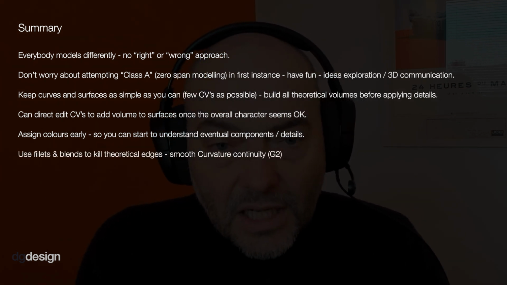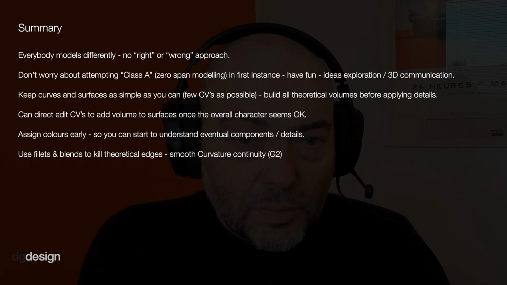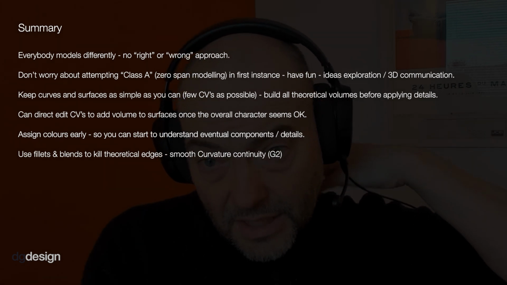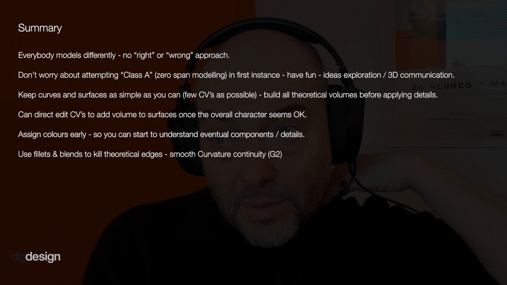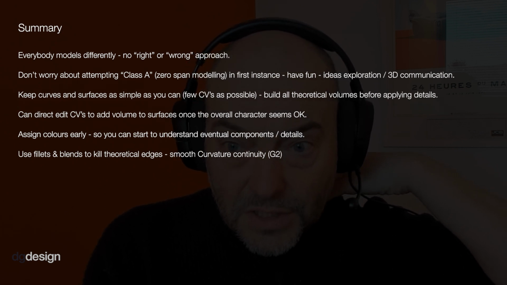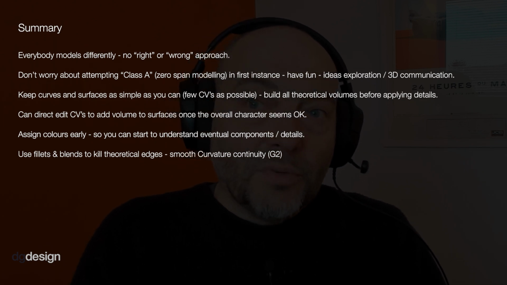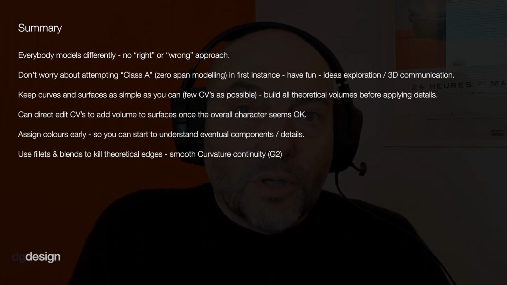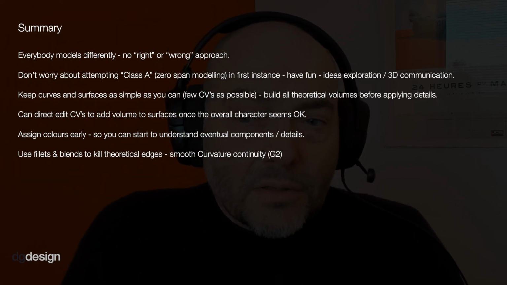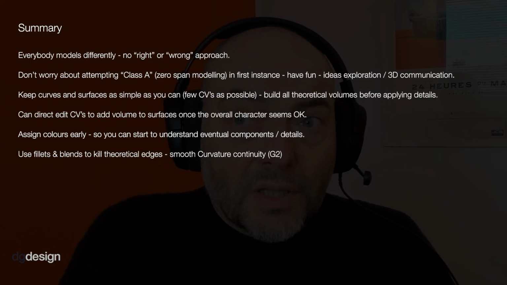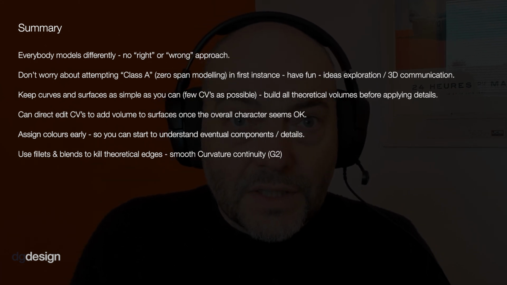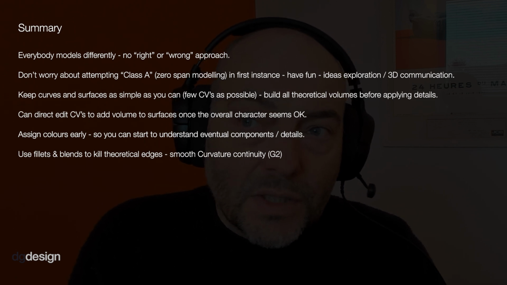As I've said, get your theoretical model up and running, and then use your fillets and blends to kill those edges. I'm typically using caudal fillets set up for G2 to ensure smooth curvature continuity. Sometimes working with full curvature throughout the model when you're a newcomer can be a bit daunting, but it's worth getting your head around that sooner rather than later, because the quality of the run in and the run out on the tangency and the blend is going to be better using a G2 fillet than a G1.